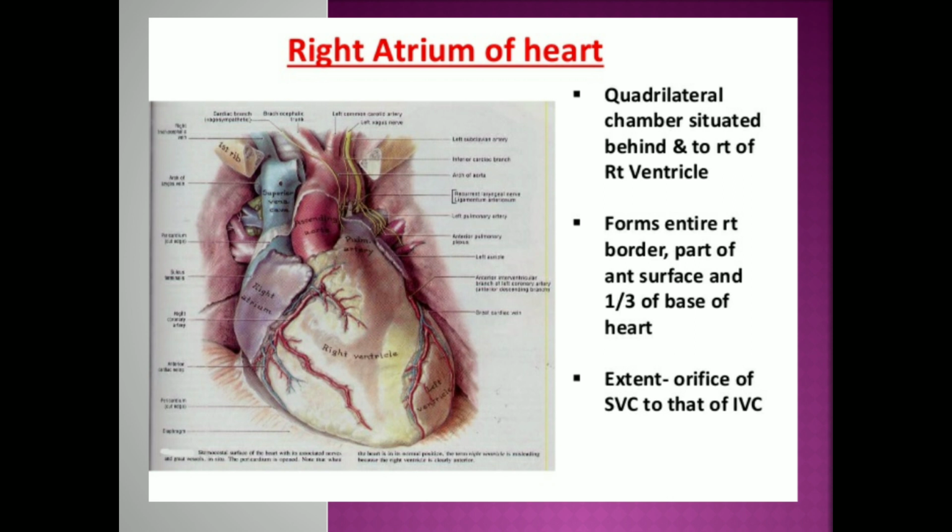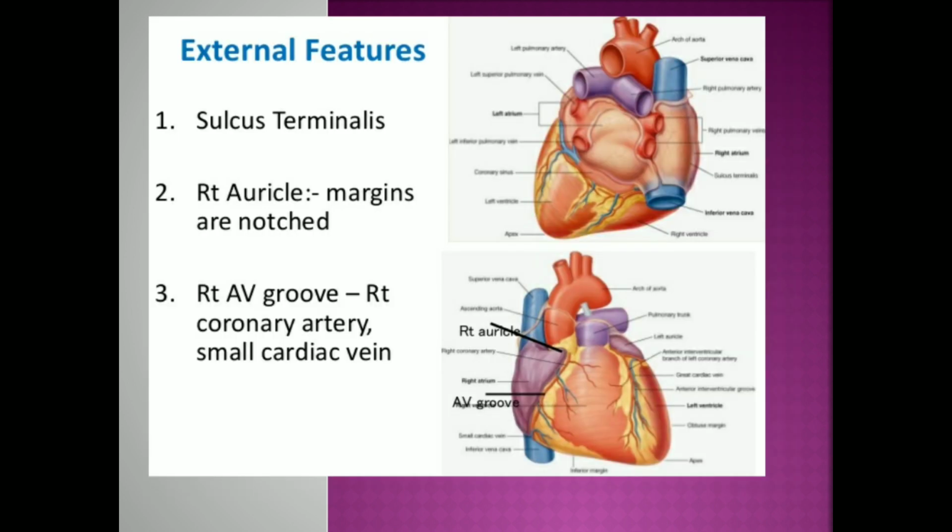What you can see here is the right auricle and one groove. That groove is called the sulcus terminalis externally, and internally it is called the crista terminalis. These are the external features of the right atrium. Clearly you can see here the sulcus terminalis, and this is the conical projection.